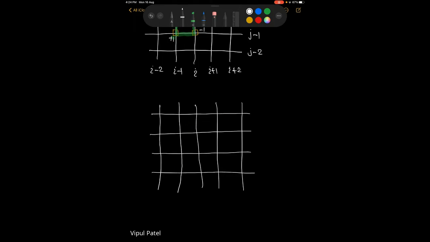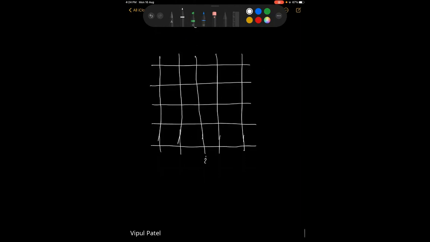But by looking at this figure, you can imagine what should be the formula for that particular equation. So again, I'll note down all these things: i, j, j minus 1, j minus 2, j plus 1, j plus 2, i plus 1, i plus 2, i minus 1, and i minus 2. Okay, and I am talking about only this particular term.